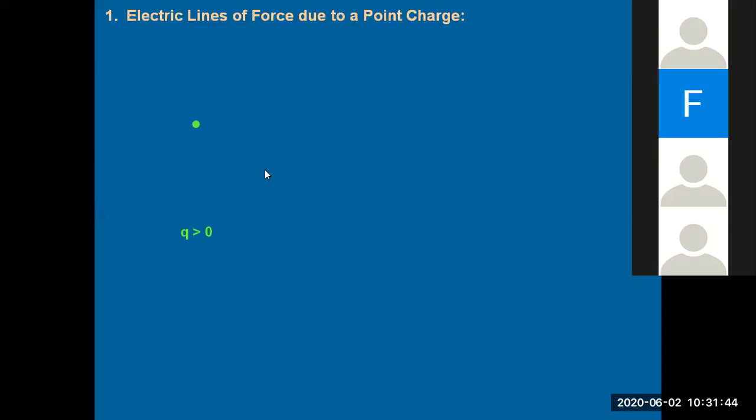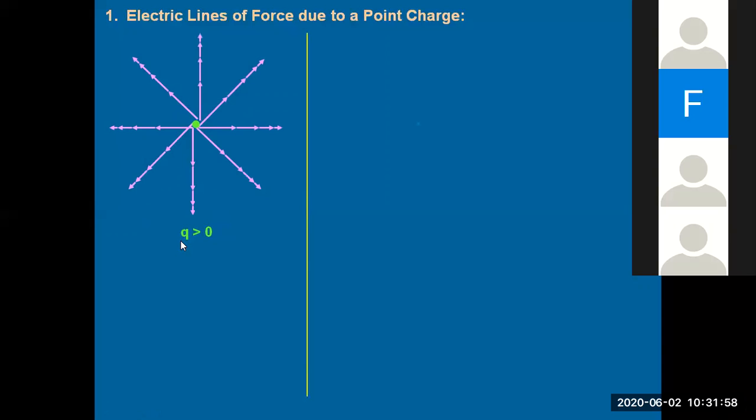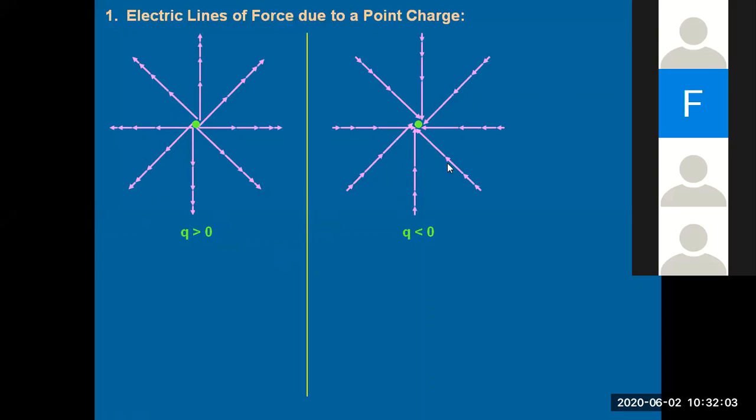for a positive charge, that is, if Q is greater than 0. Look at the lines of force. They were directed outwards. The lines should go in the outward direction for a positive charge. The same thing if it's a negative charge: the lines will be directed in the inward direction. This is where we were yesterday. So positive means the arrow mark should be outwards. Negative means the arrow mark should be inwards.